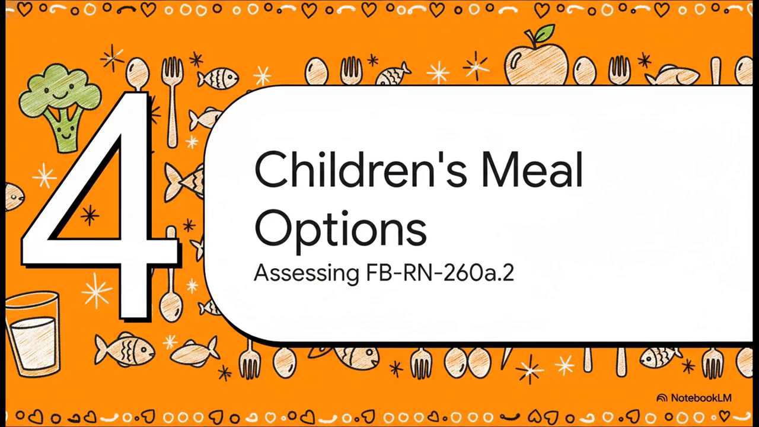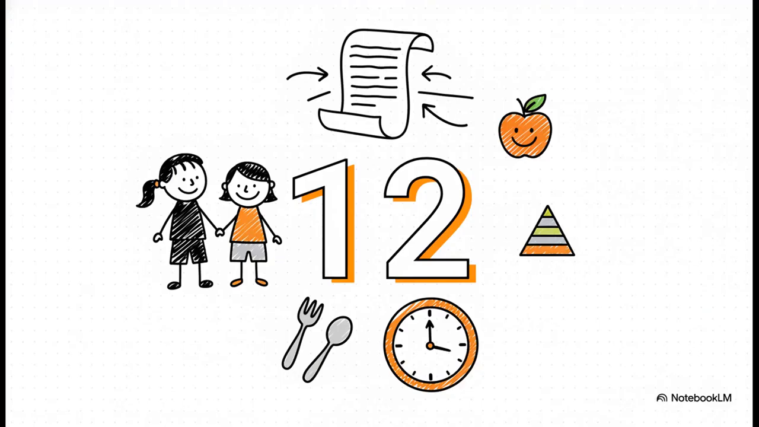Let's switch gears to Section 4, assessing children's meal options. First things first, who actually qualifies as a child? Well, according to SASB, the definition of children has to be based on your applicable jurisdictional laws or regulations. But if your specific jurisdiction doesn't actually have a legal definition of children, the mandatory SASB default kicks in, and that is age 12 and under. You're also strictly required to disclose which jurisdictional laws or regulations you use to define this.